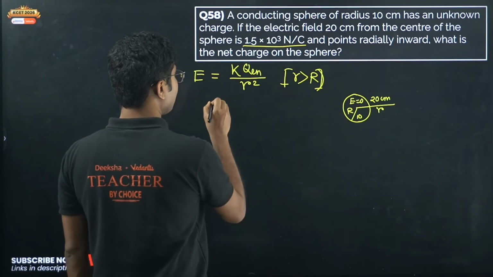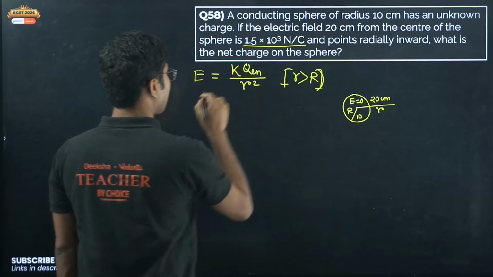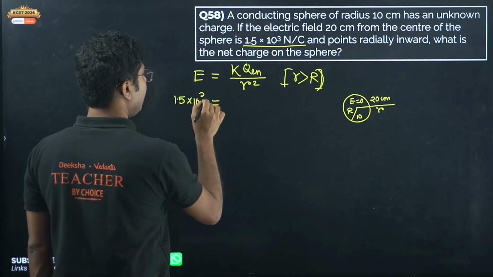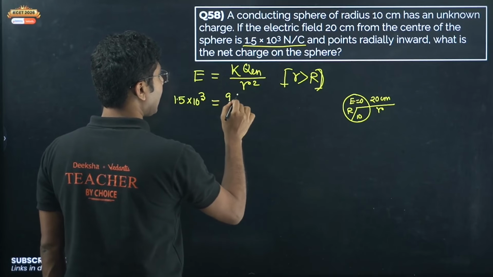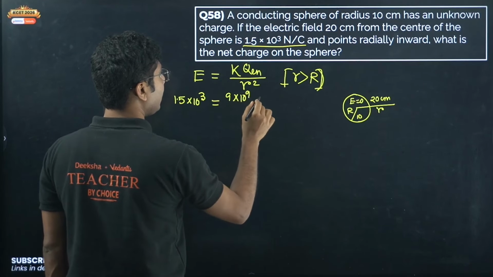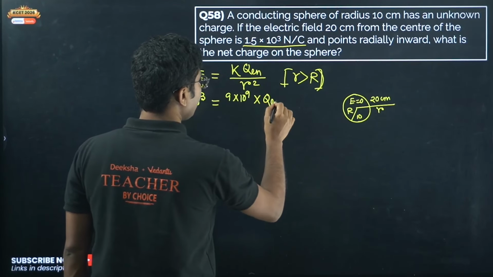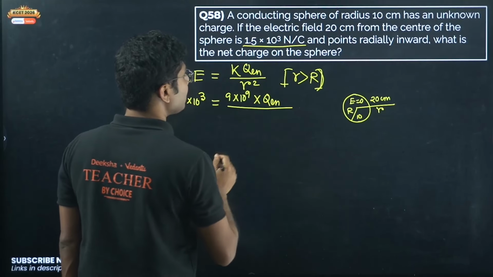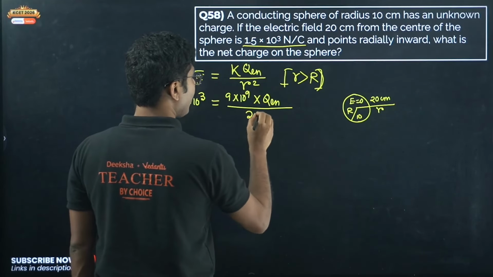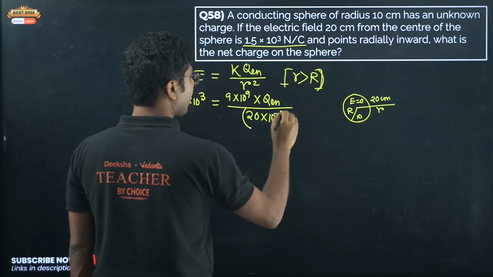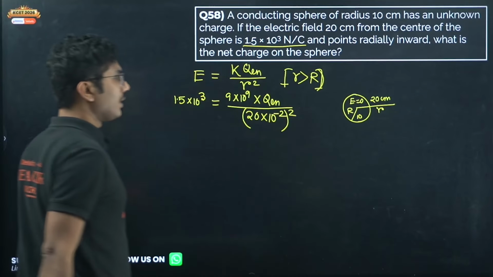Now let's put the values. E is given by 1.5 into 10 to the power of 3. K is 9 into 10 to the power of 9. Q enclosed is what we are trying to find, and R is 20 centimeter. Whenever centimeter is given, you have to multiply by 10 to the power of minus 2 to convert into meter.